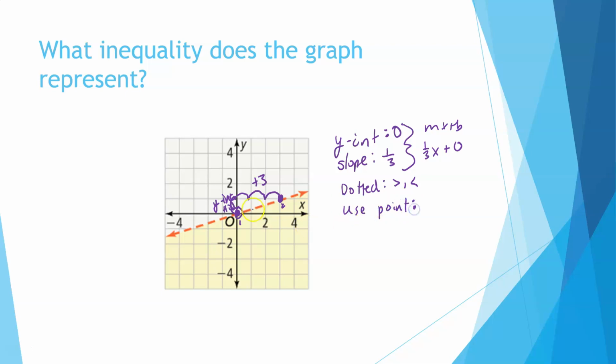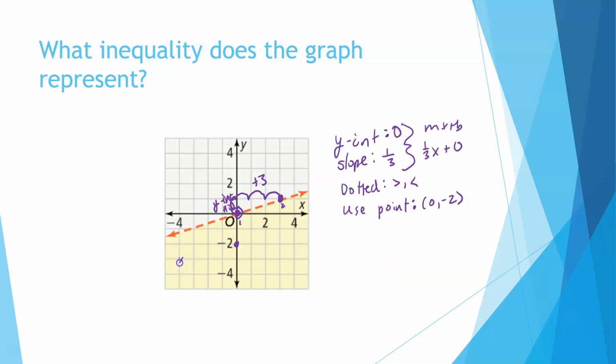Here's the problem. I always like to use 0, 0, but this time 0, 0 falls on that line. So I just need to pick any other point I want. I can pick any point in this entire grid that's not on that dotted line. Having said that, I oftentimes like to pick a point in the shaded region. So for no specific reason, I chose to use the point 0, negative 2.